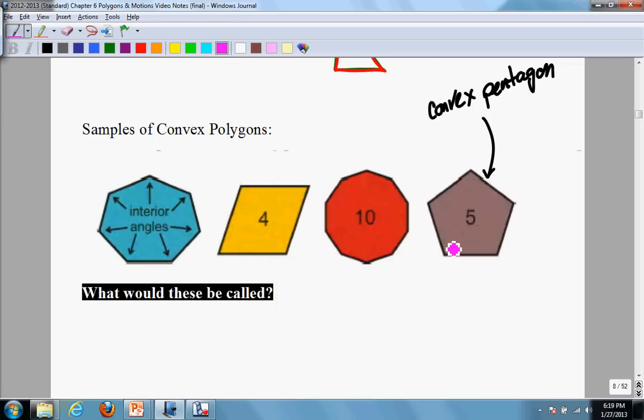An interior angle would be all of these angles on the inside. Those would be the interior angles. And exterior angles are like this. Take one side, stretch it out. This angle on the outside, when you stretch out a side, is called an exterior angle. So this would be an interior angle, and this would be an exterior angle. Now these angles, interior and exterior, have very special properties in polygons.